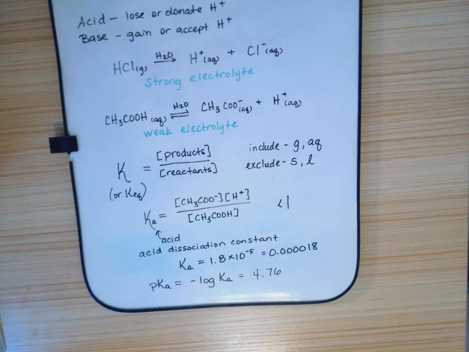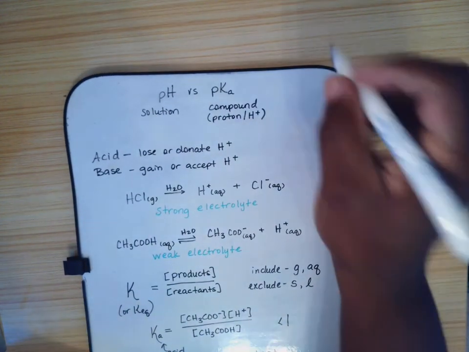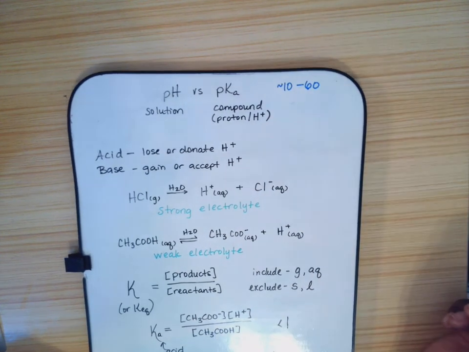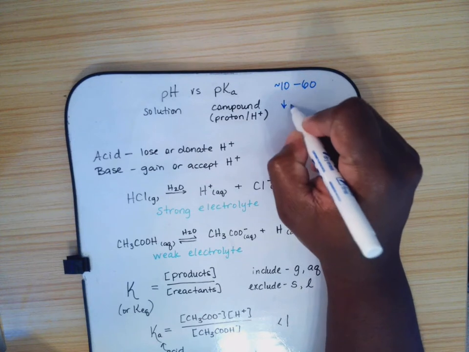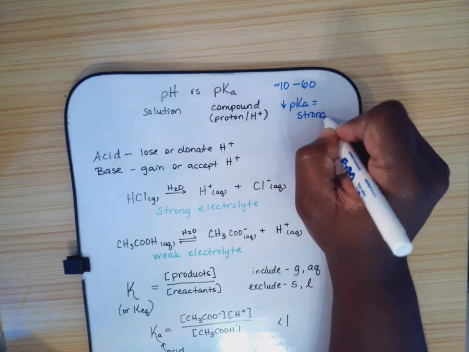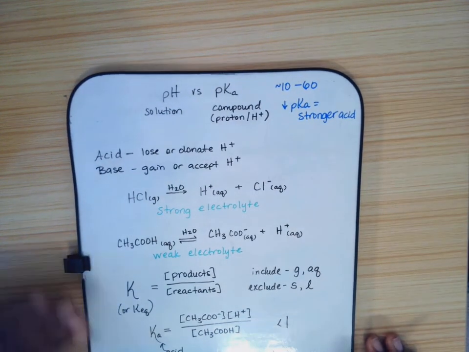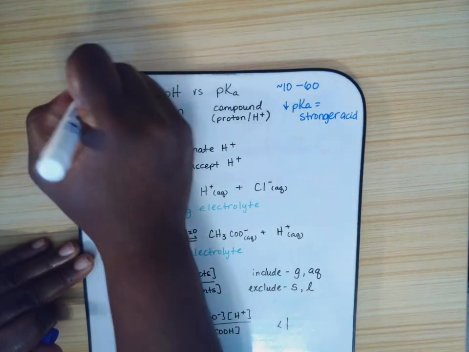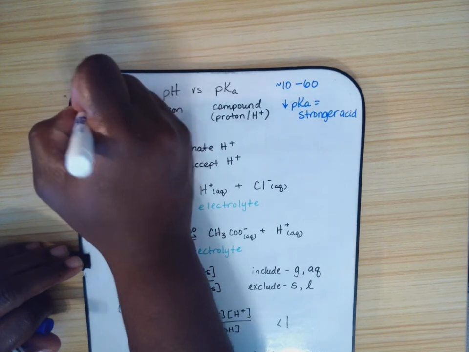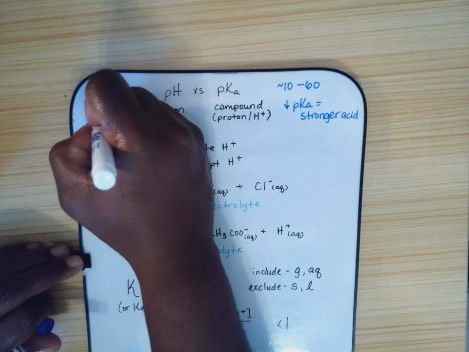Your pKa values, so I'm going to go back up to where I wrote above, will range from approximately negative 10 to 60. The lower the pKa, the stronger the acid. pH ranges from 0 to 14. Again, the lower that value, but now in this case we're talking about pH, the stronger the acid.